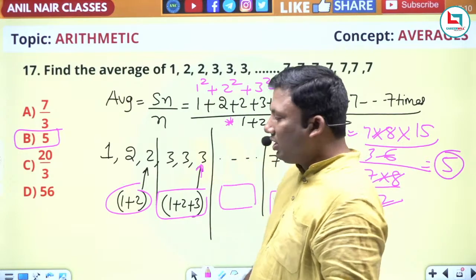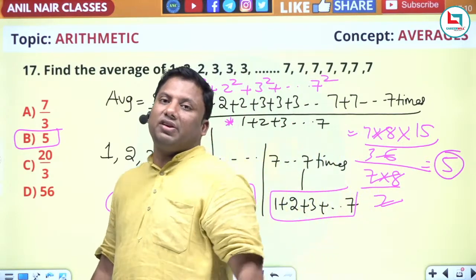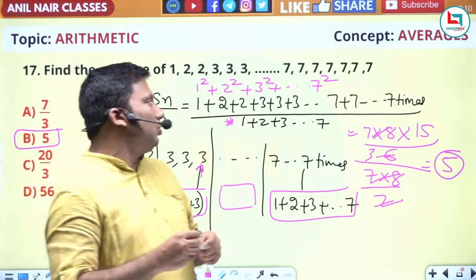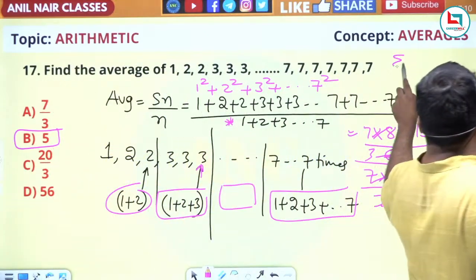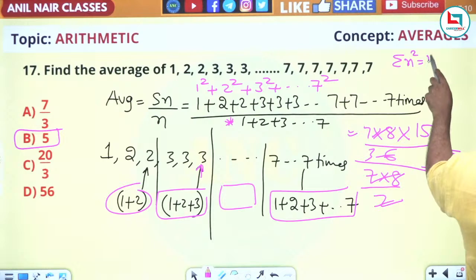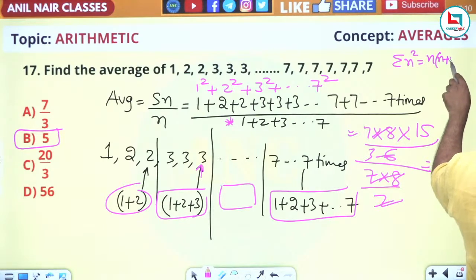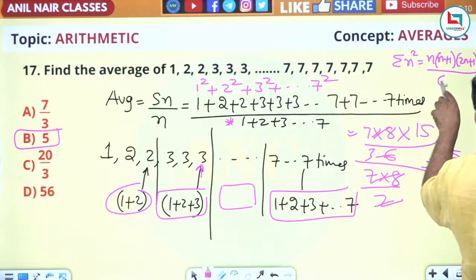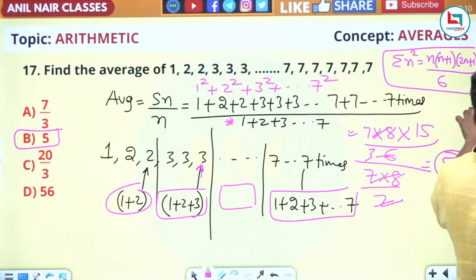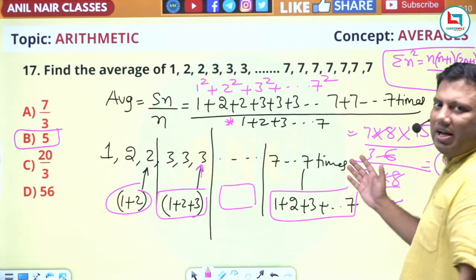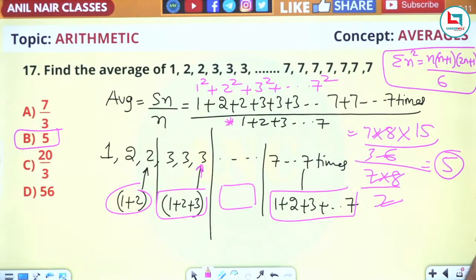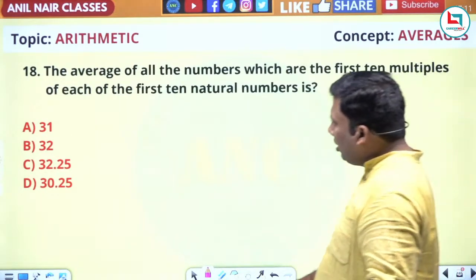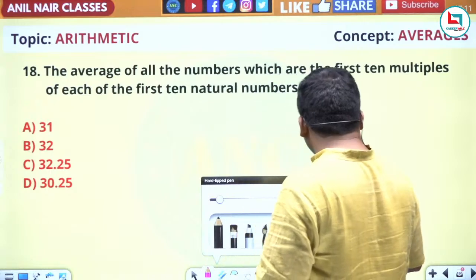It is summation n. What is the sum of the squares of the first n natural numbers? n into n plus 1 into 2n plus 1 divided by 6. Then it is a simple substitution. 17th is easy. Now read the next question.